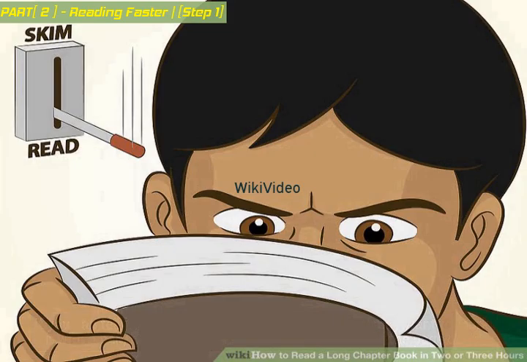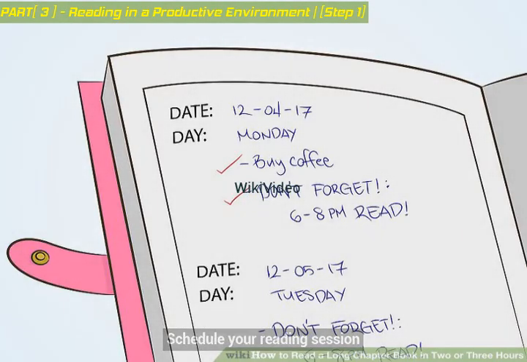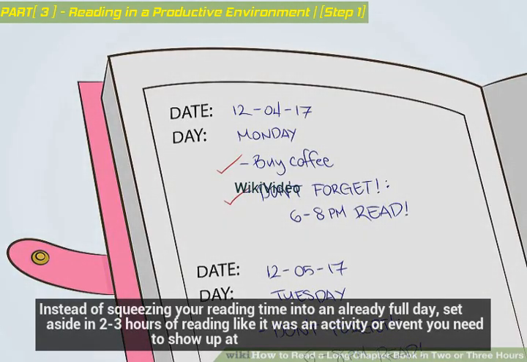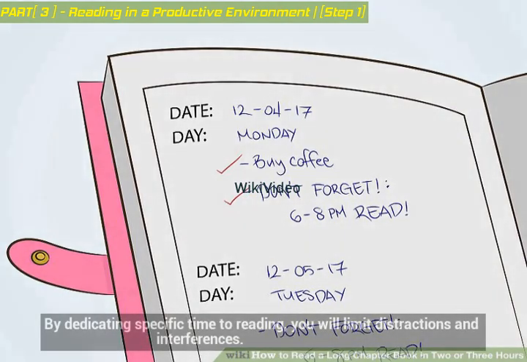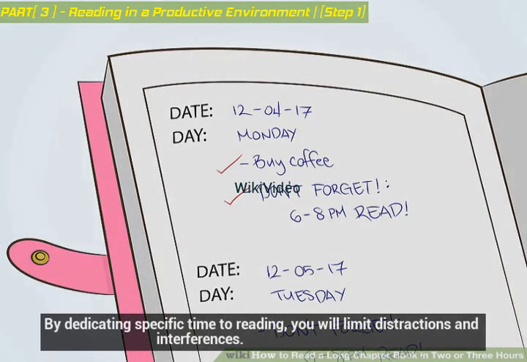Schedule your reading session. Instead of squeezing your reading time into an already full day, set aside 2 to 3 hours of reading like it was an activity or event you need to show up at. By dedicating specific time to reading, you will limit distractions and interferences.